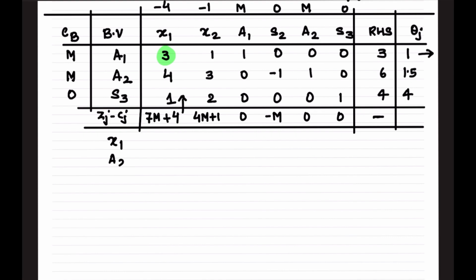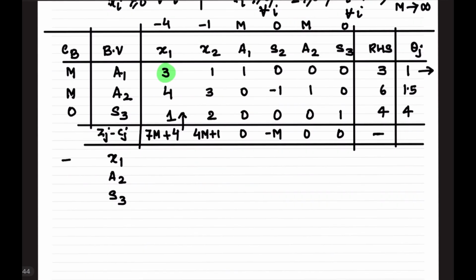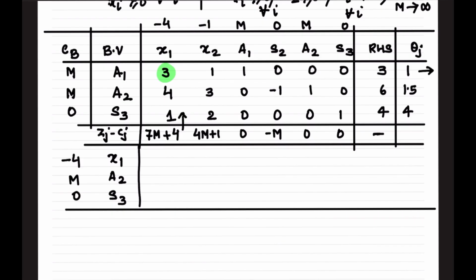x1, A2, S3. x1's coefficient is minus 4, A2's is M, S3's is 0. Pivot has to be made 1. So divide throughout by 3. 1, 1 by 3, 1 by 3, 0, 0, 0, 1. Below the pivot we need 0, currently we see 4, so multiply the pivot row by -4 and add, so this becomes 3 minus 4 by 3, that is 5 by 3.